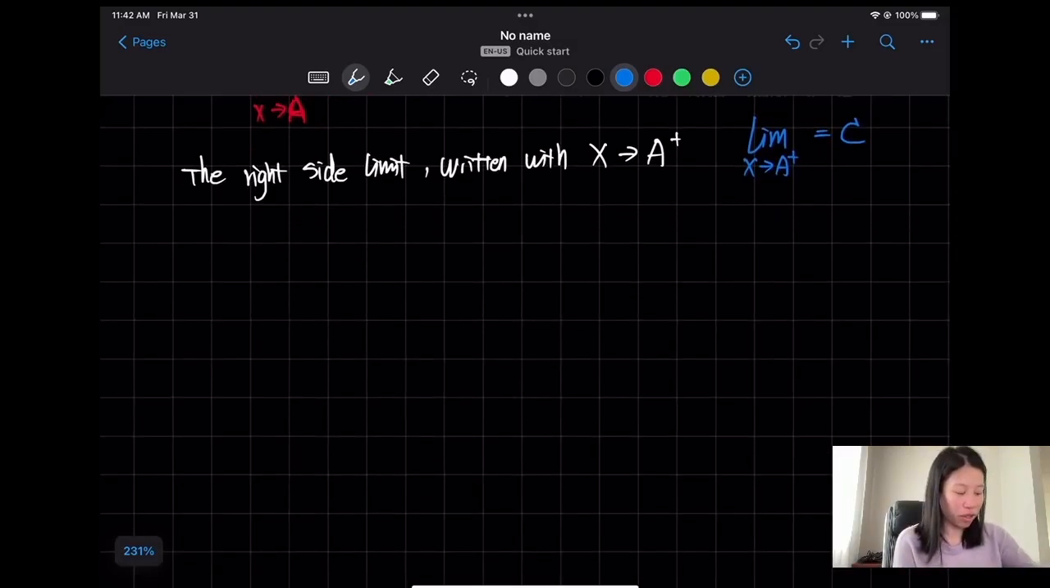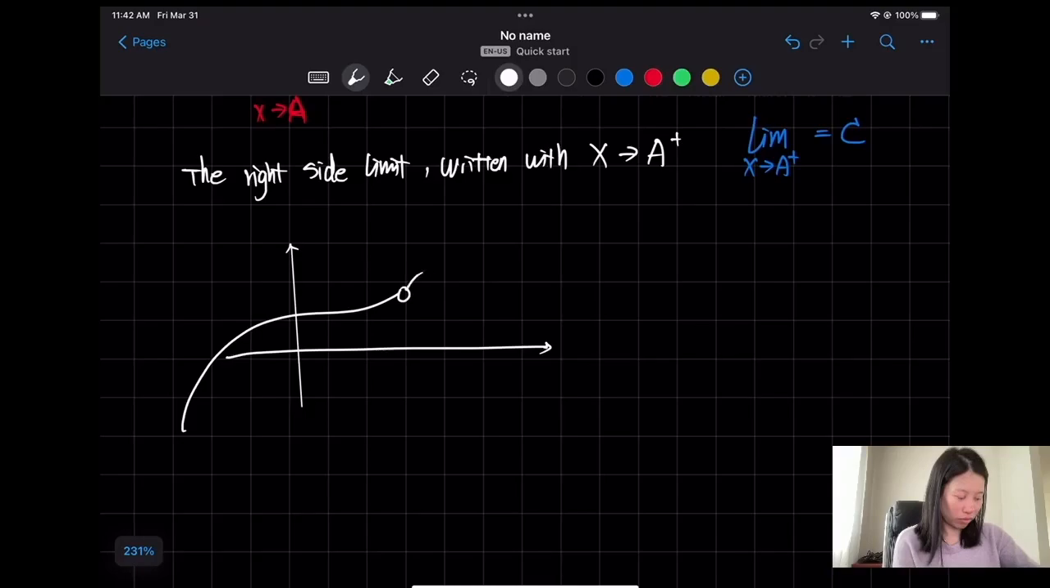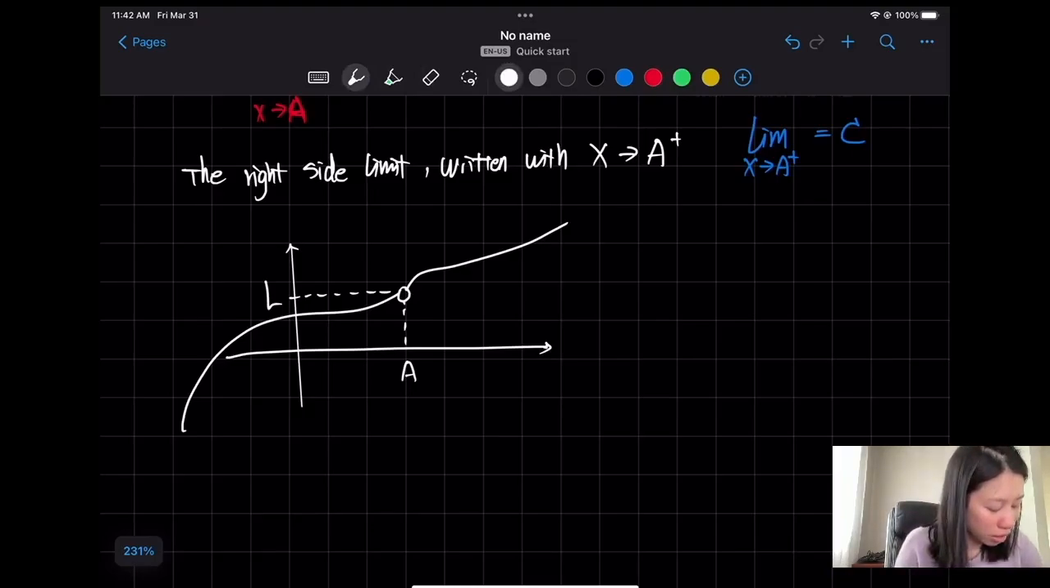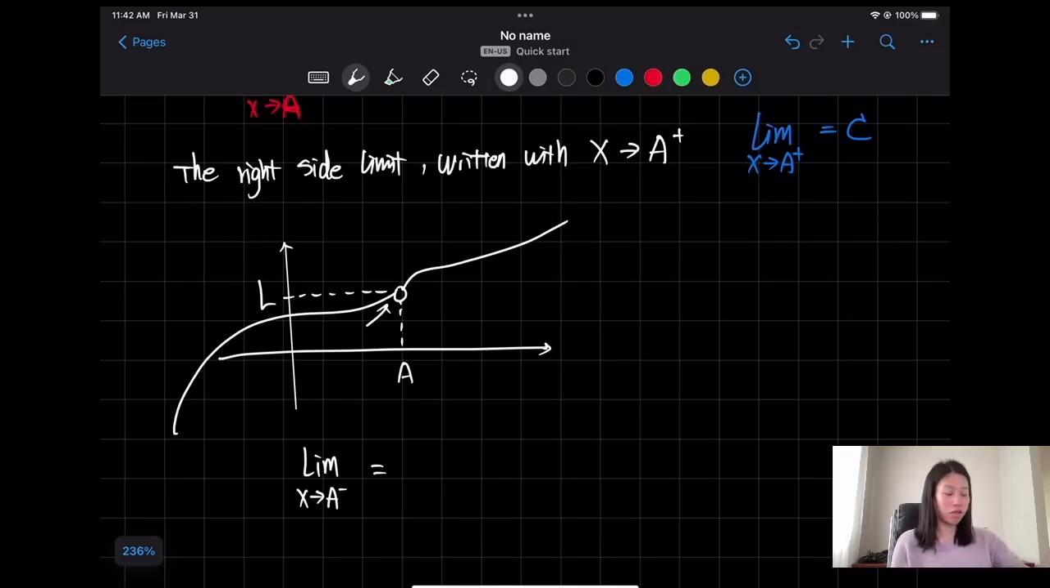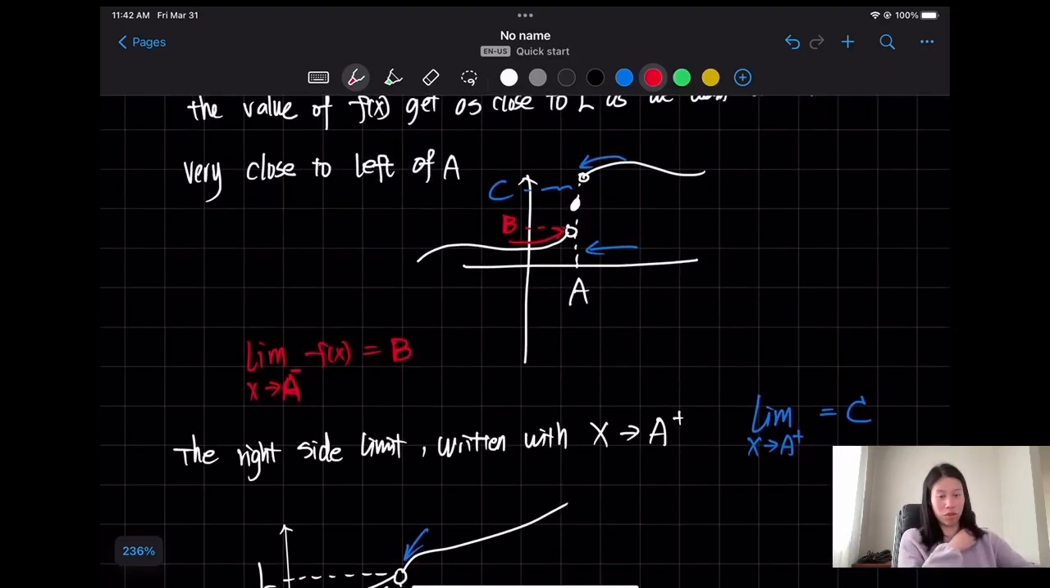So what happens if you see something like that? This is our point A, and let's say this is L. So that means the left side limit of a is equal to L. Also, the right side limit of a also equals L, because they are all approaching L, right? No matter from the left or right. So that means sometimes the two side limits are the same, sometimes they are not the same. So they have two situations.